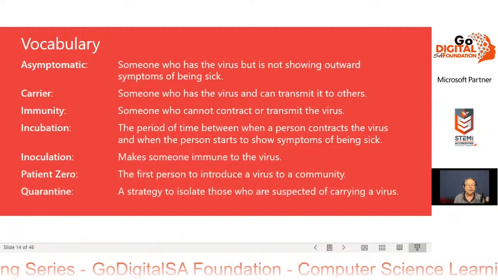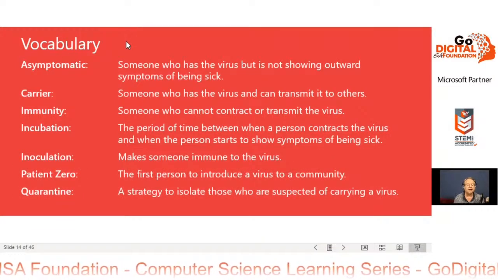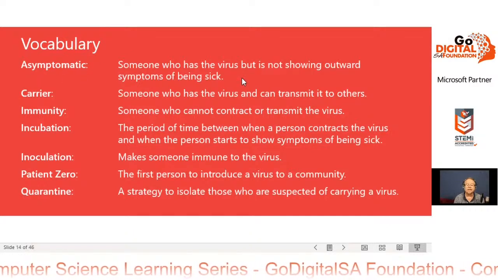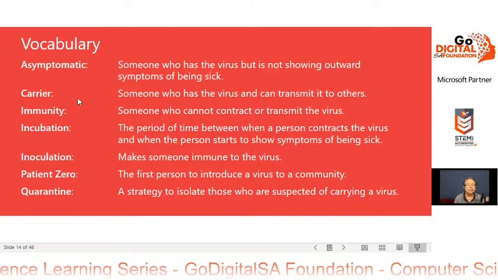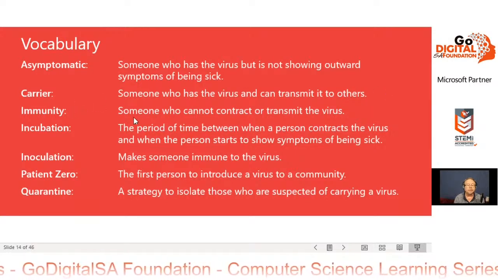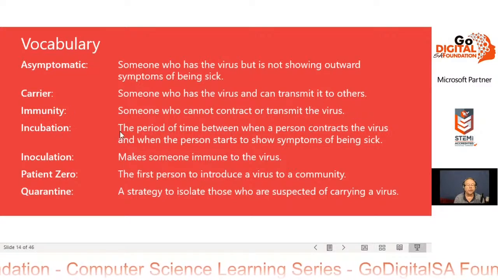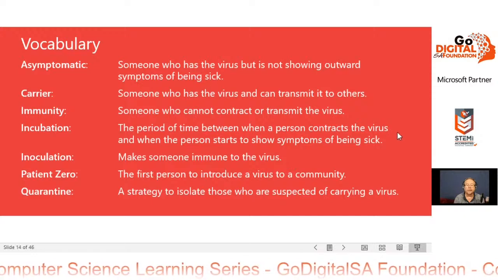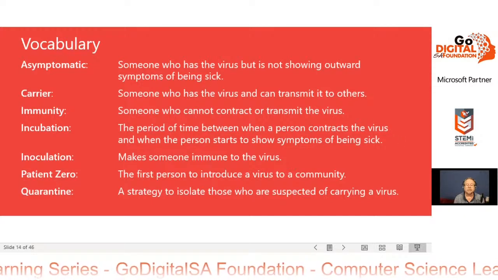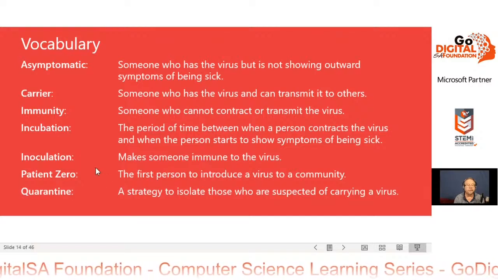Okay, so this game teaches you something about infectious diseases. So we've got a vocabulary for infectious diseases. Asymptomatic means someone who has the virus but is not showing outward symptoms of being sick. Carrier is someone who has the virus and can transmit it to others. Immunity is someone who cannot contract or transmit the virus. Incubation is the period of time between when a person contracts the virus and when the person starts to show symptoms of being sick. Inoculation makes someone immune to the virus.